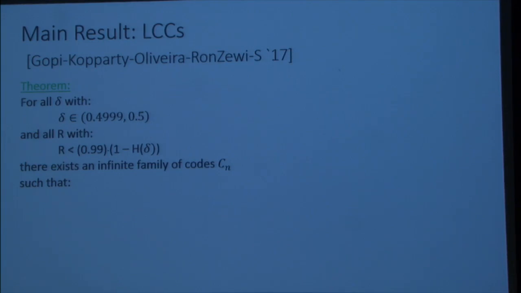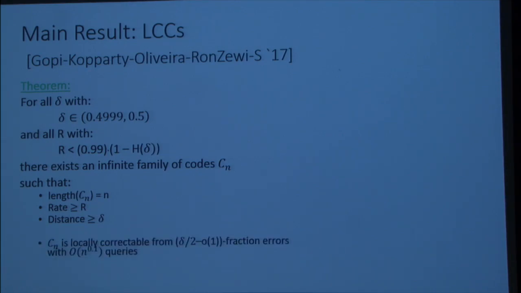The LCC result we get is not as clean. This is the best LCC statement we can get. Pick any delta which is super close to a half. Then we only talk about the GV bound for those kinds of deltas. Let the rate be anything which is not up to 1 minus entropy of delta, but 0.99 close to what the GV bound is. Then you have a family of codes with codeword length at least n, rate at least r, distance at least delta. We can correct from a half fraction of errors, but the query complexity is some n to the epsilon, so n to the 0.1, say.